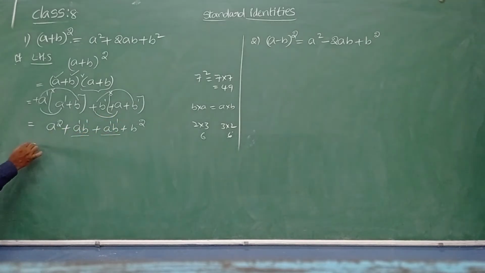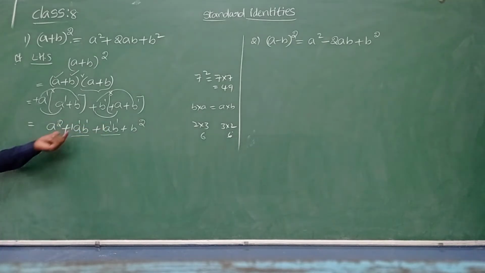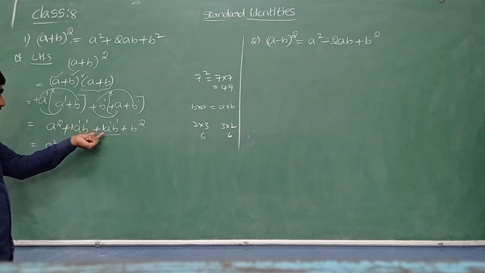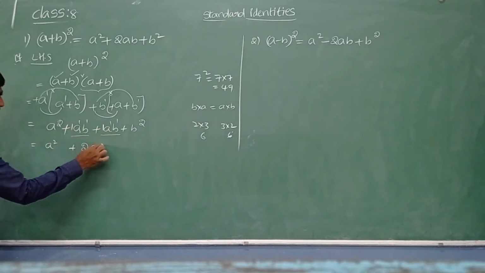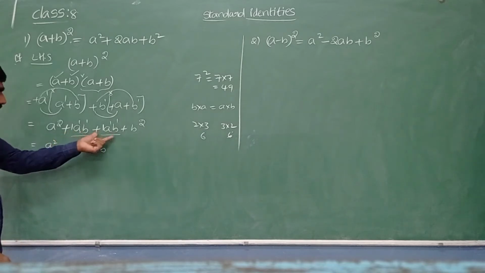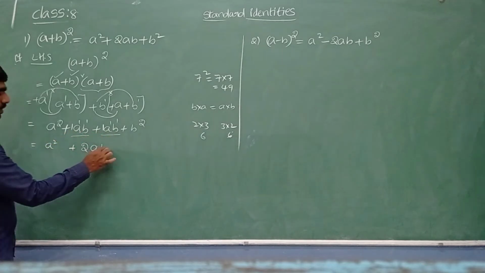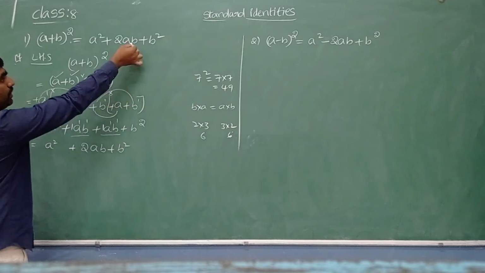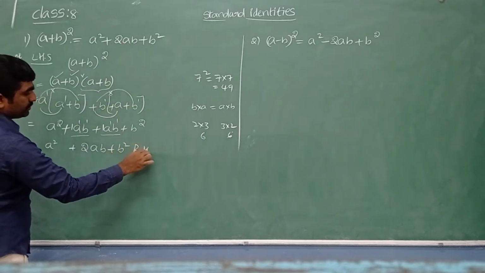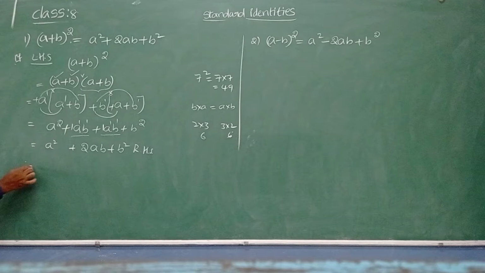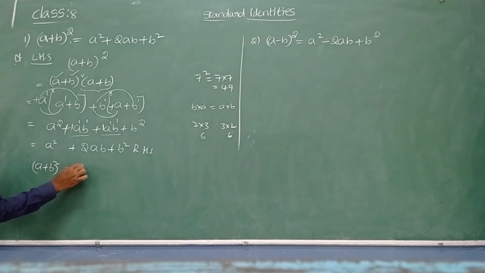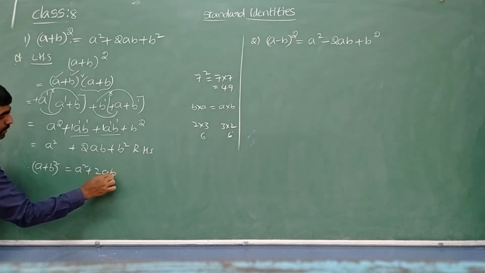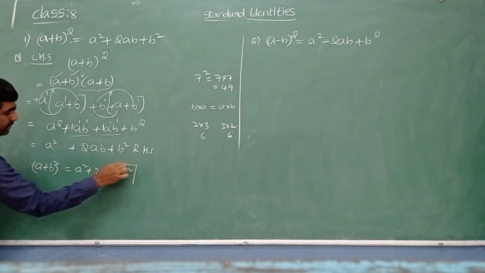We can simplify them. How can I simplify? No coefficient means 1, no coefficient means 1. When we have like terms, we can simplify their coefficients. Plus 1, plus 1, plus 2. Plus 2AB, I mean AB one time, AB one time, AB is there 2 times. Plus B square. Yes, it is exactly like the RHS. Therefore what can we write? A plus B whole square is equal to A square plus 2AB plus B square.